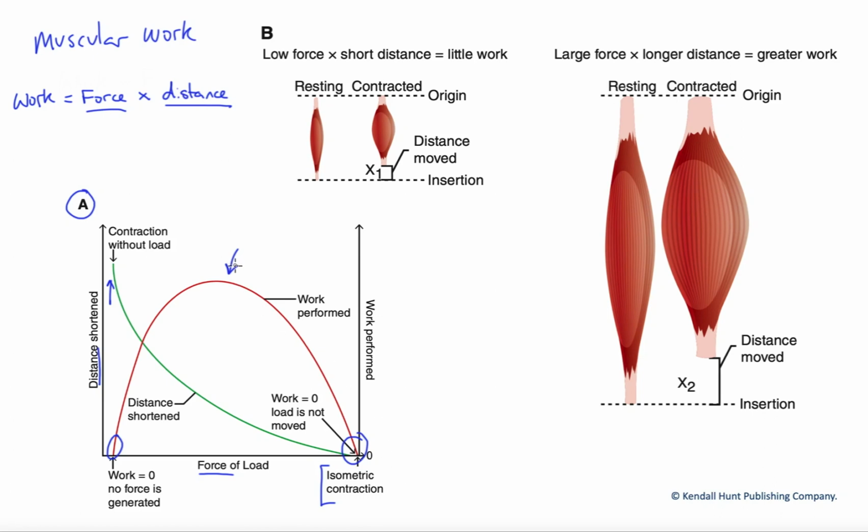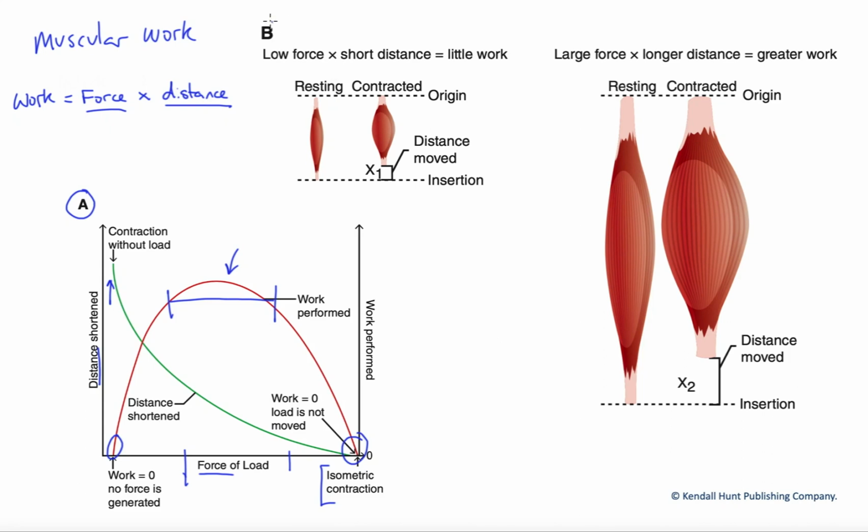Now finally, we see that optimal work is performed in the middle range here, when our loads are within the range that muscle can move a significant distance. And so both the load is fairly large and the distance we can move that load is fairly large. And we get a very significant measure of work performed here.